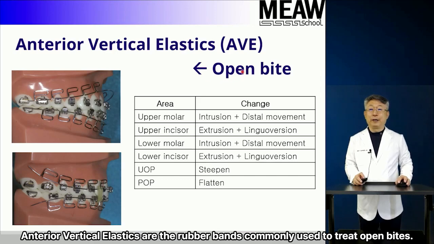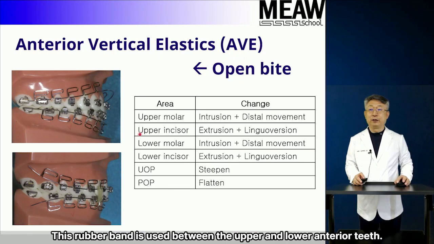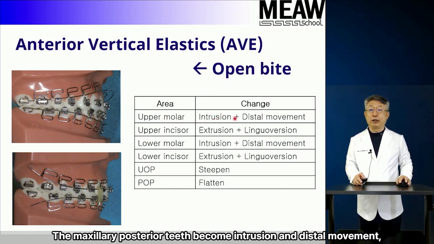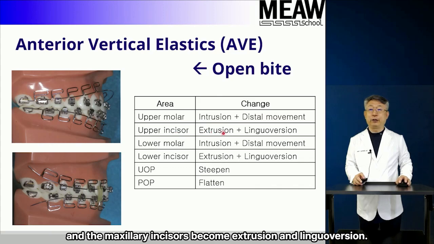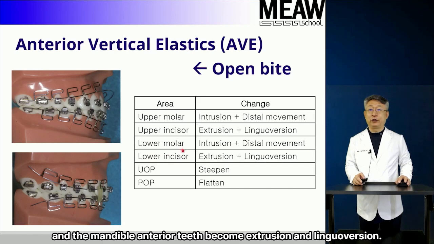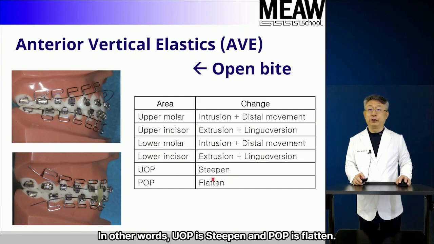Anterior vertical elastics are the rubber bands commonly used to treat open bites. This rubber band is used between the upper and lower anterior teeth. What will happen with anterior vertical elastics? The maxillary posterior teeth become intruded and move distally, and the maxillary incisors become extruded and lingoversion. The mandibular posterior teeth become intruded and move distally, and the mandibular anterior teeth become extruded and lingoversion. In other words, UOP is steepened and POP is flattened.